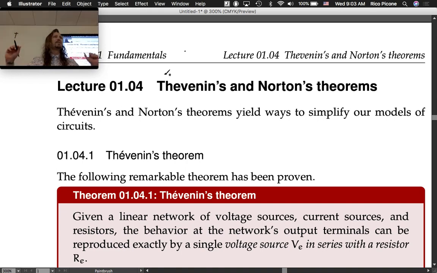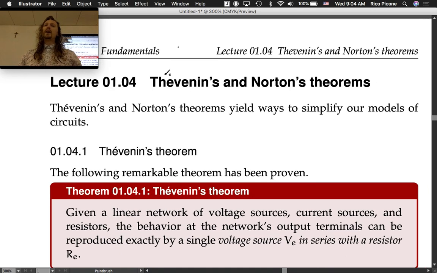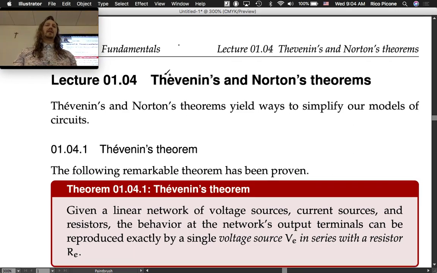Okay, so we're on lecture 1.4, Thevenin's and Norton's theorems. So we're probably getting into some stuff that you guys haven't seen before. Maybe some of you have seen it. If so, that's awesome. Thevenin's and Norton's theorems yield ways to simplify our models of circuits. So we're going to take a complicated circuit and make it simpler. And we lose some information when we do that, but we still retain some. And so that's what these theorems state.